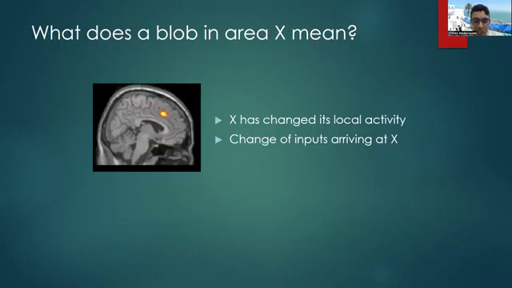So what does a blob in area X mean? X has changed its local activity, and this change also reflects all the inputs arriving at area X. When we talk about a local activity, it's dependent on this area, for example the cortex, the temporal or the vision area. All these changes involve consumption of oxygen and nutrients in this area. So this is what a blob in area X means.